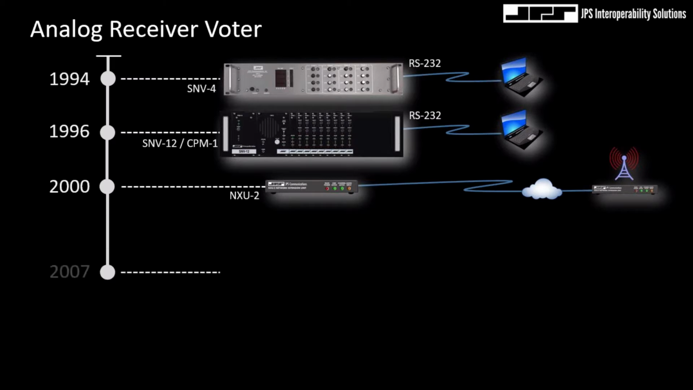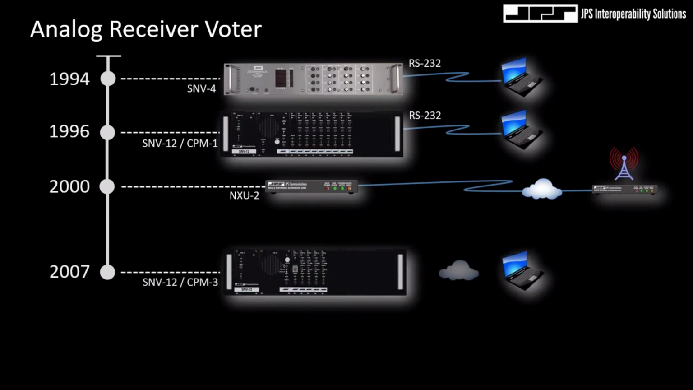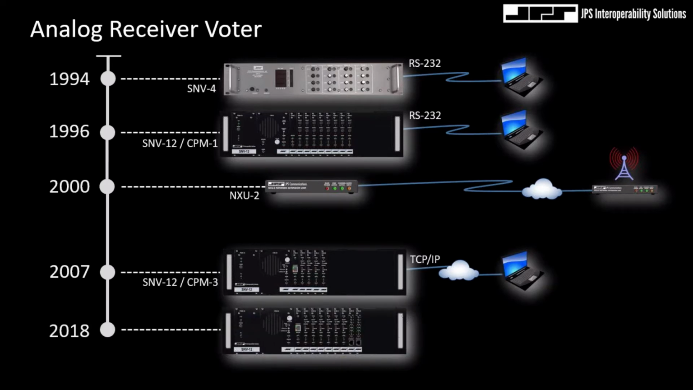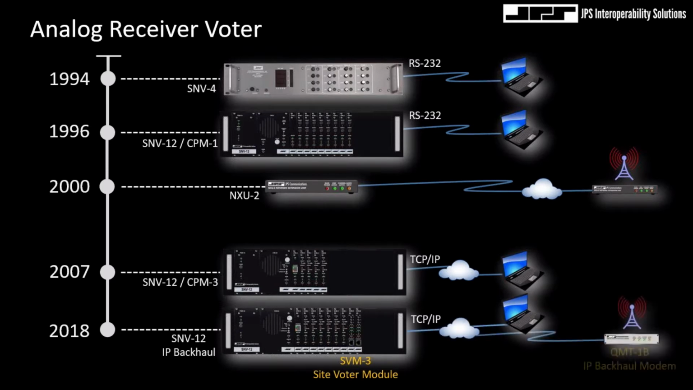And in 2007, we began producing the next generation control processor module, the CPM3, which introduced an Ethernet interface to the voter, and that allowed for remote control and monitoring using a web browser. And it was a direct replacement of the first generation CPM1 control processor module, which did not have a network interface. And in 2018, we introduced the IP backhaul solution for the SNV-12 analog receiver voter.